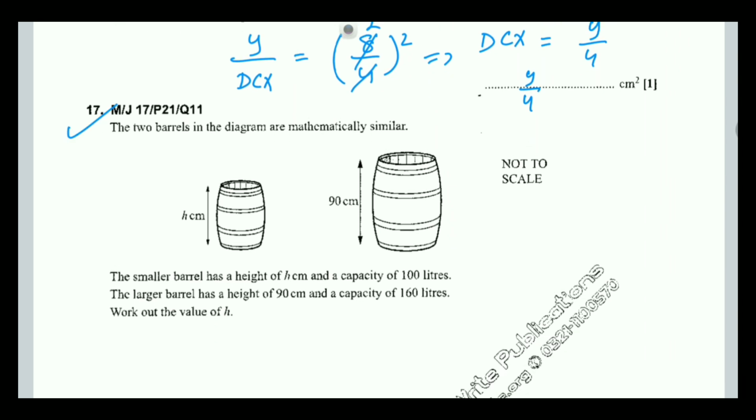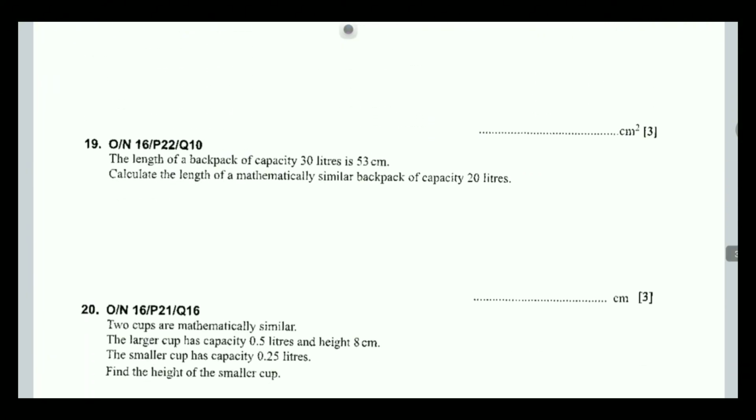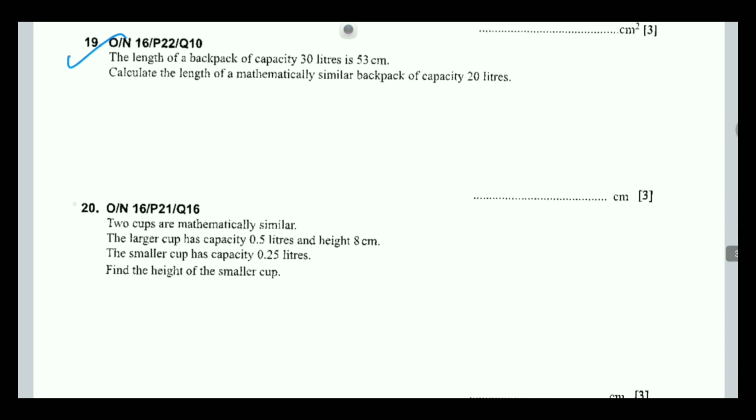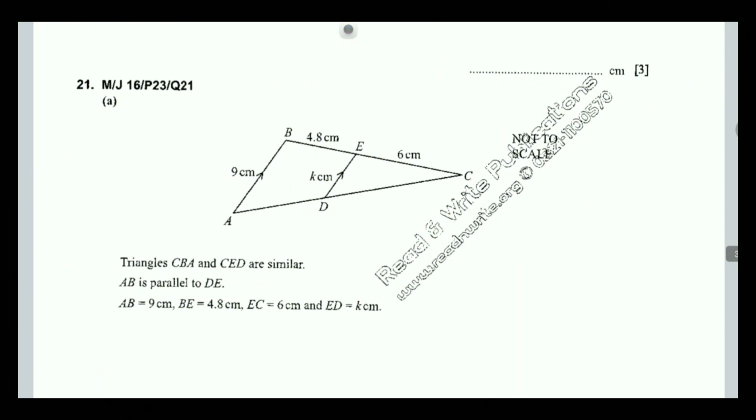So these are the same questions you can do by yourself. Very easy question. 18, mathematically similar. This is also mathematically similar, same question. Mathematically similar, same question.